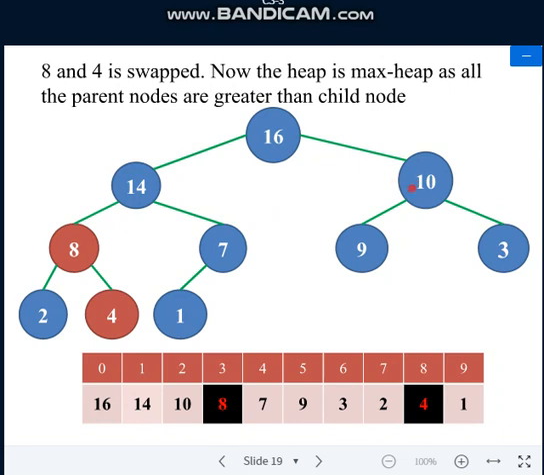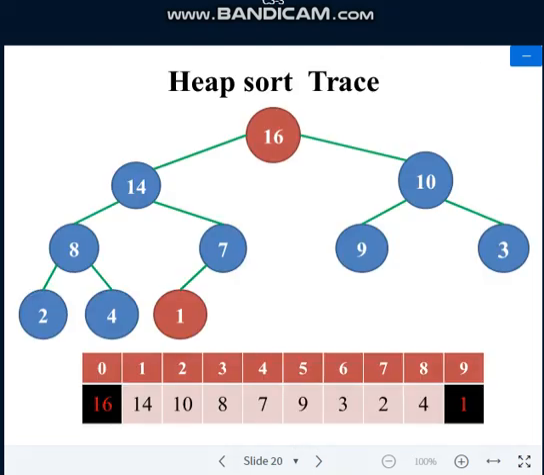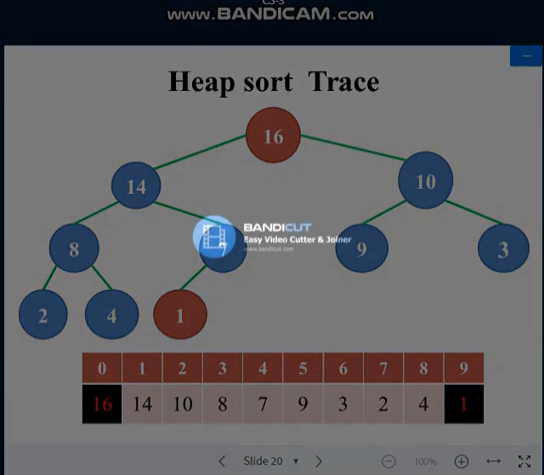Now 10, look at this. What is the left child? 9. What is the right child? 3. Do you need to change anything? No, you need not change anything. So now this complete tree is called a max heap or max heap tree.